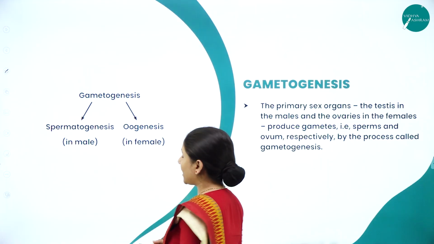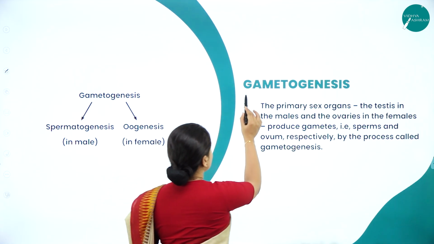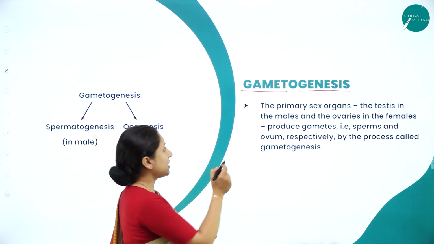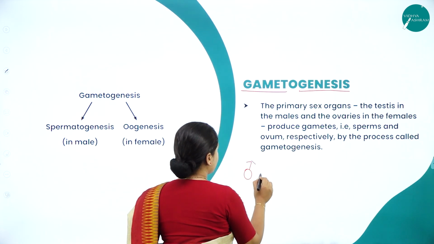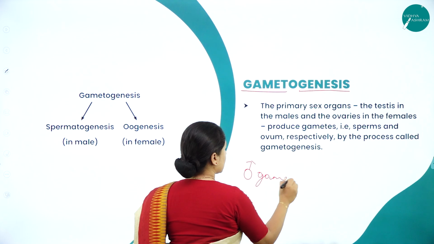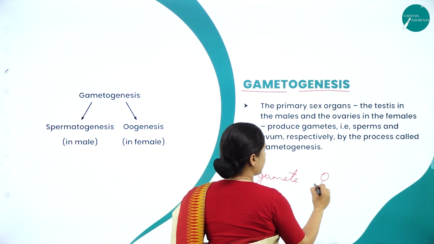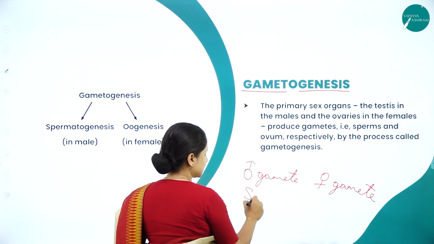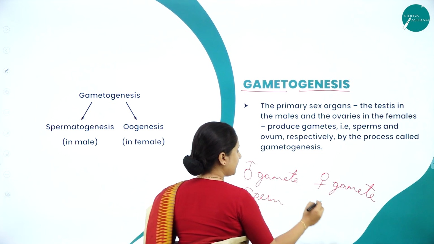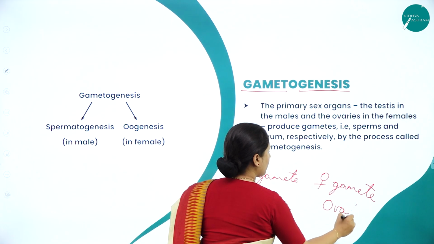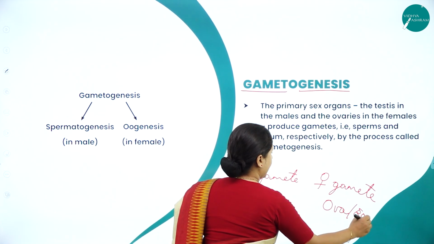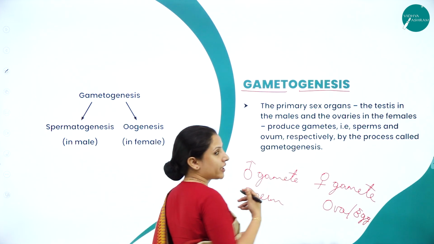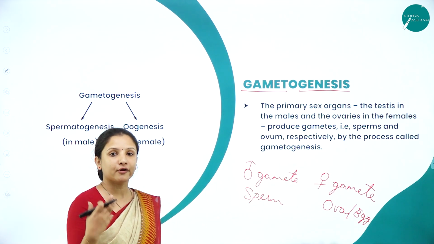Talking about gametogenesis, it's a two-word term, so we'll split it and learn. Gametes means the male gamete and the female gamete. The male gamete will be the sperm. The female gamete will be the ova, or we can also call it the egg. Genesis means formation, giving rise to, or birth of something.